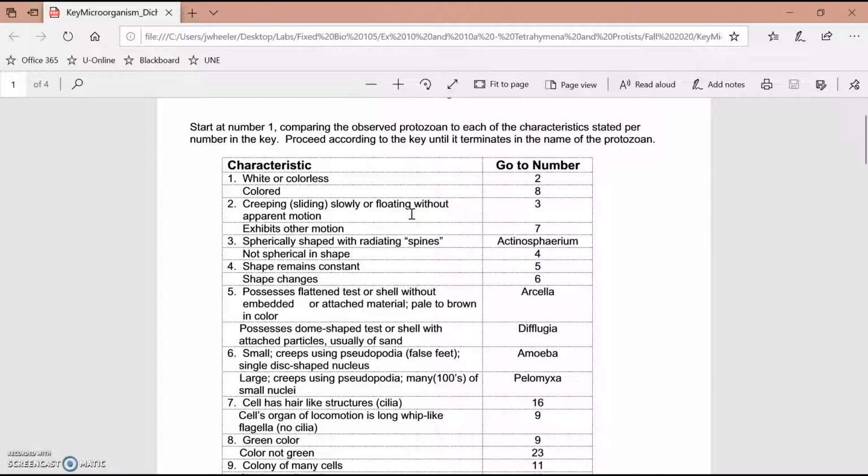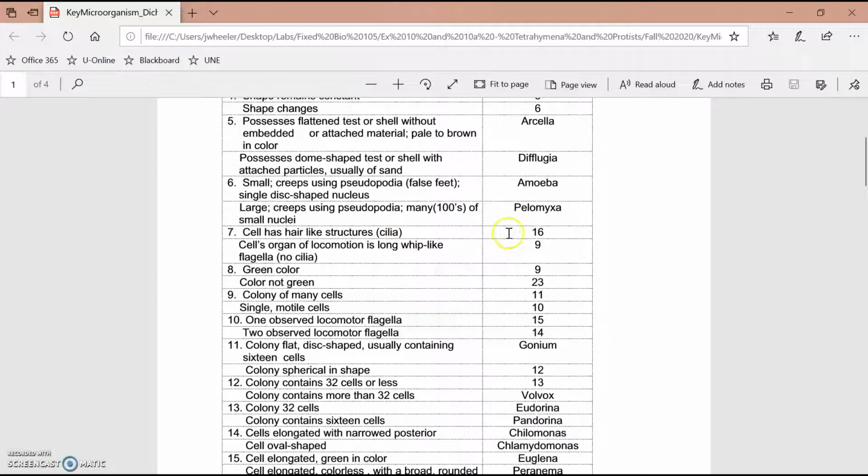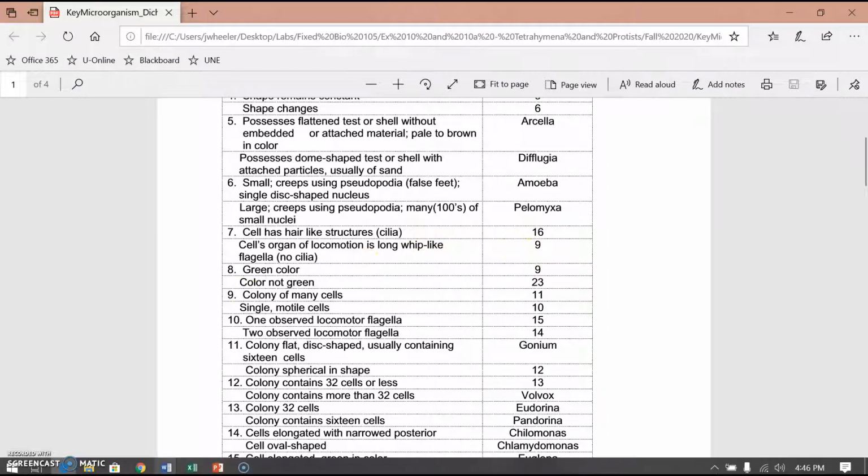Is it creeping, sliding slowly, floating without apparent motion, or exhibits other motion? Well, we can't see that from our picture, so I will let you know that it exhibits other motion. These things would be swimming around quite rapidly when you see them. So we go down to number 7. Cell has hair-like structures, or cell's organ of locomotion is long and whip-like.